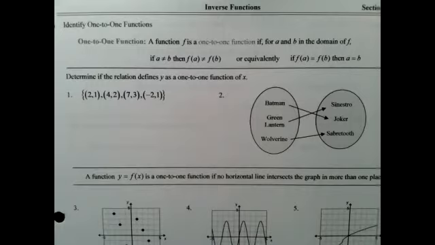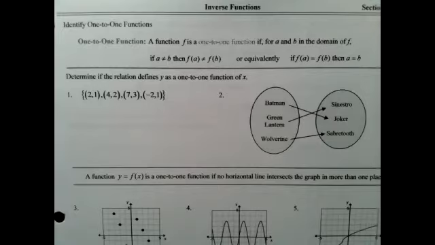All right, as always, you see a lot of words. One-to-one function. A function f is a one-to-one function if for a and b in the domain of f, if a is not equal to b, then f of a is not equal to f of b, or equivalently, if f of a equals f of b, then a equals b. Okay. Can somebody put that in English?